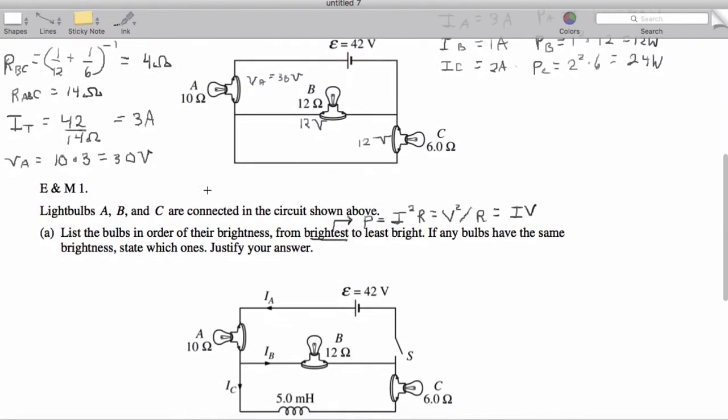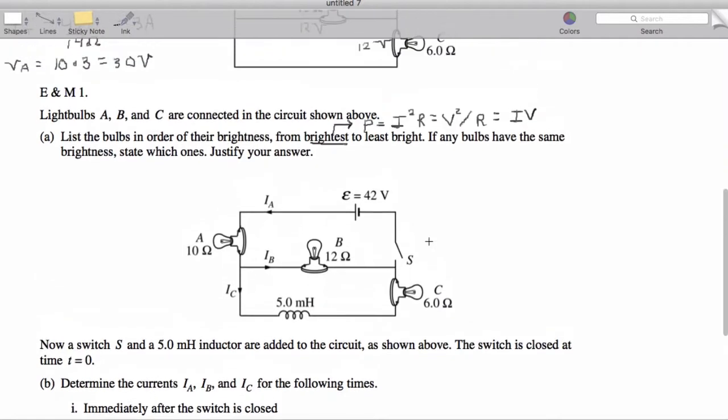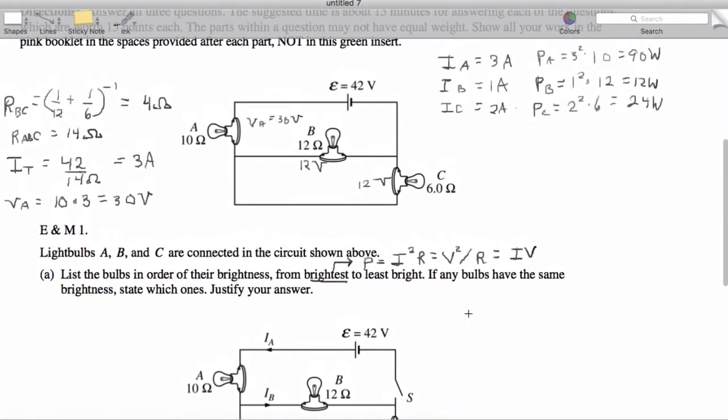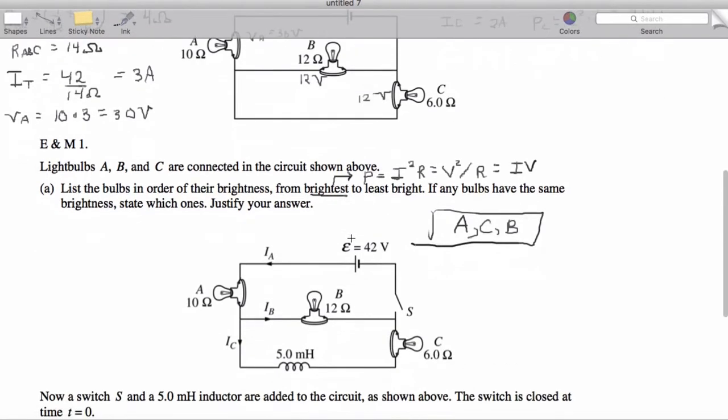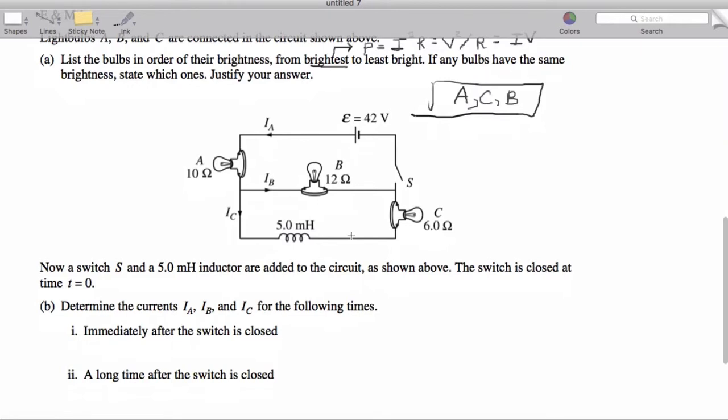So if we rank the light bulbs from brightest to least bright, it's going to be light bulb A, then C, then B. And when we say justify your answer, what they mean is to show the math work. All right, now a switch. We have a switch and inductor. We're going to close the switch at time t equals 0.